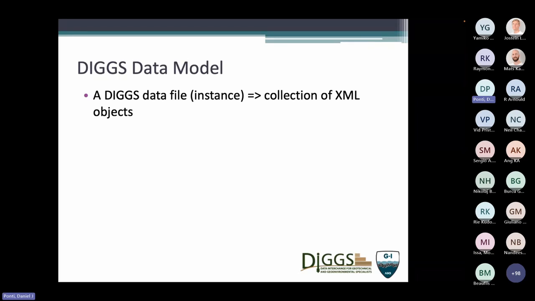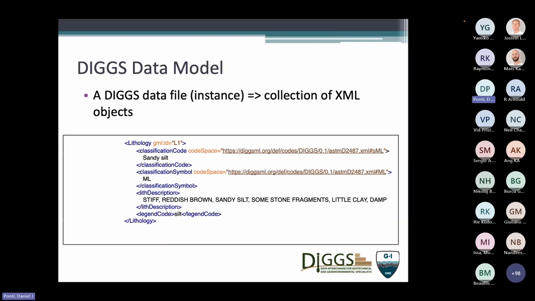A DIGS data file, or what we call a DIGS instance, is simply a collection of XML objects. And if you're not familiar with XML, this is an example of what it looks like. This is actually an example of some information that describes some lithology data within DIGS. The fundamental element is a thing called an element, which is basically structured text that has a tag that's enclosed in angle brackets. So this tag here is legend code and a value associated with that, here called silt. This is the fundamental piece of an XML element.